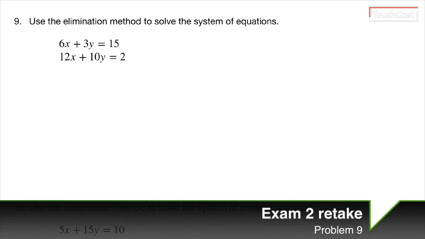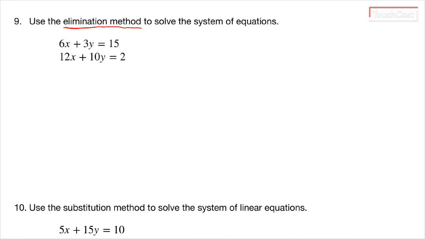So problem 9 asks you to use the elimination method to solve this particular system of equations. To do that, you actually need to figure out how to position these two equations such that if you add their components vertically, meaning up and down, something will cancel out, either the x's or the y's, in order to get one variable alone. This is sometimes kind of tricky, but let's just work through it.